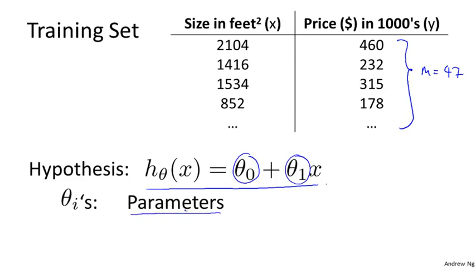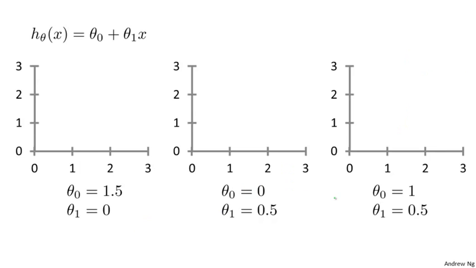And what we're going to do in this video is talk about how to go about choosing these two parameter values, theta 0 and theta 1. With different choices of the parameters theta 0 and theta 1, we get different hypothesis functions. I know some of you will probably be already familiar with what I'm going to do on this slide, but just to review, here are a few examples.